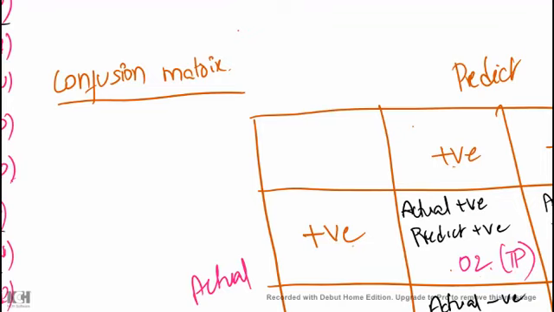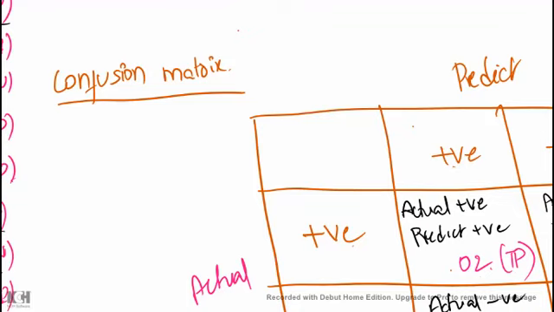Right? Now, the question is, out of FP and FN, which is important? In the interview, they'll ask you, FP or FN, which is important? The answer is, it depends upon the project and it depends upon the problem, the business problem. It depends on the business problem.